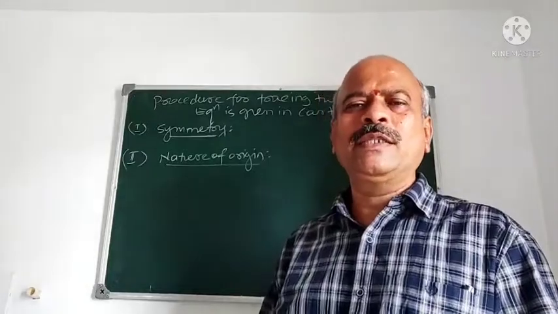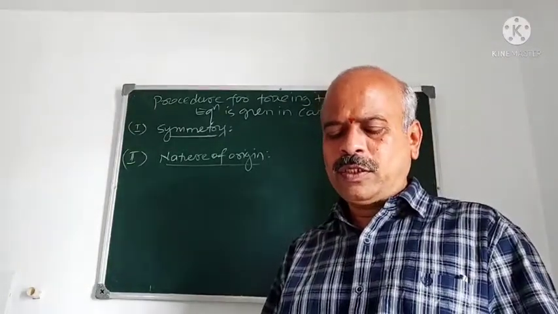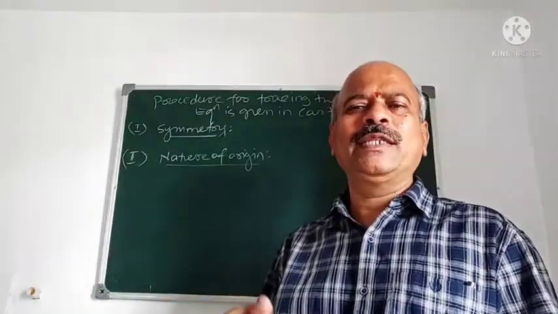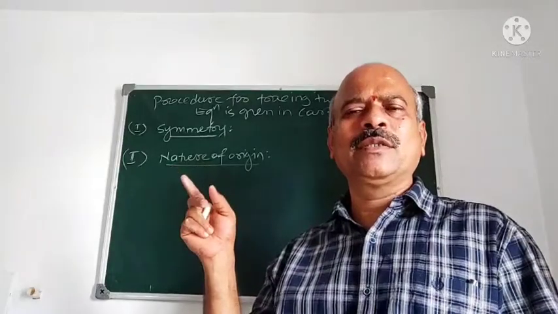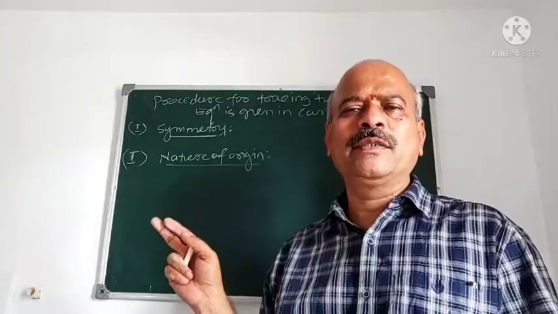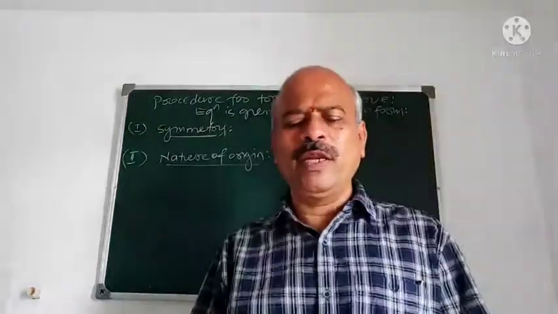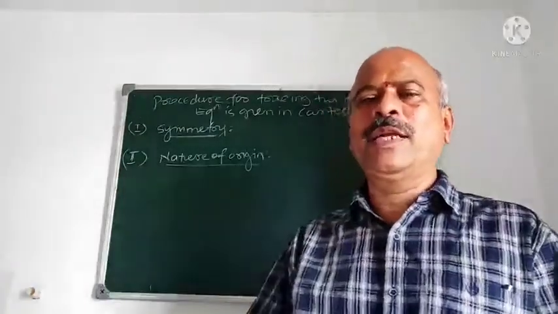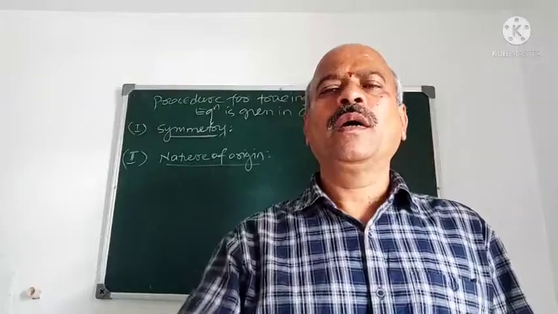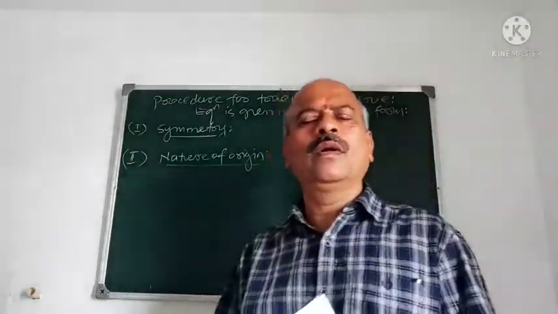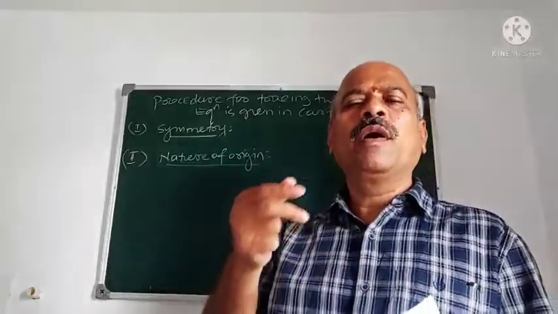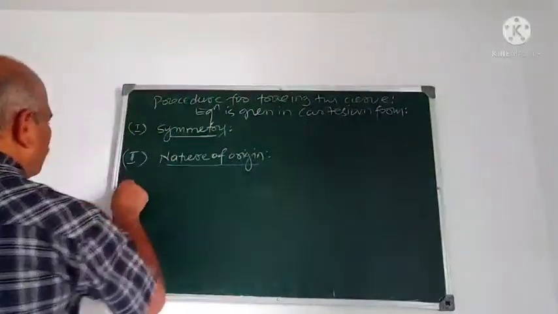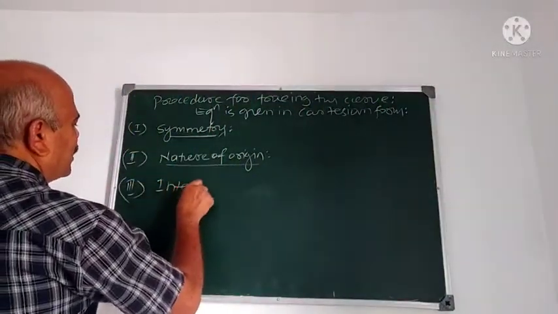If there is only one tangent, then what happens? The curve is either above the tangent or below the tangent. That you have to find out. And if there are two tangents, then you have to verify whether the point is a cusp, a node, or an isolated point. That you know how to verify. Then you have to find out the third one, intersection with the axis.